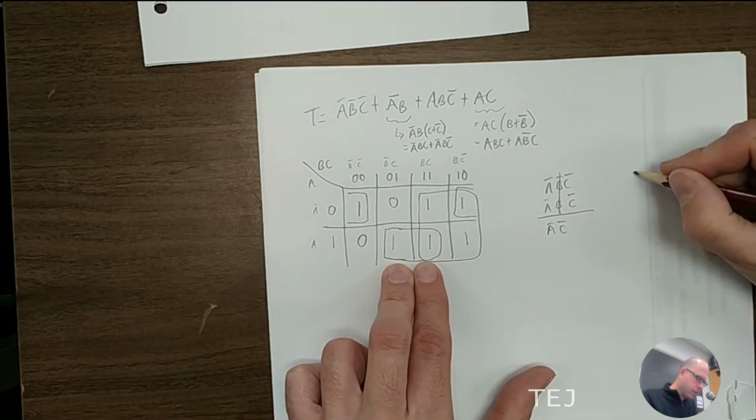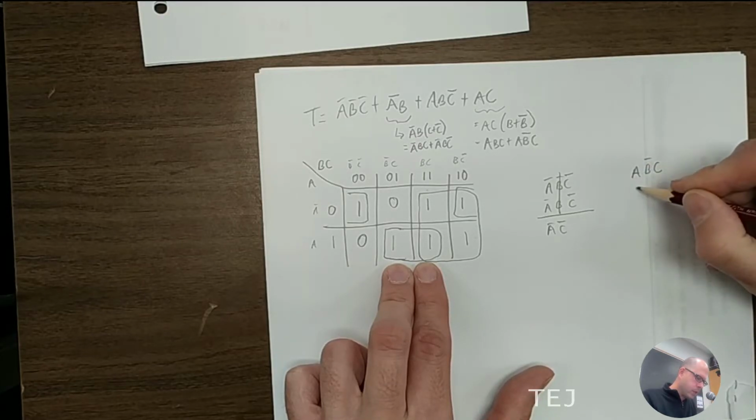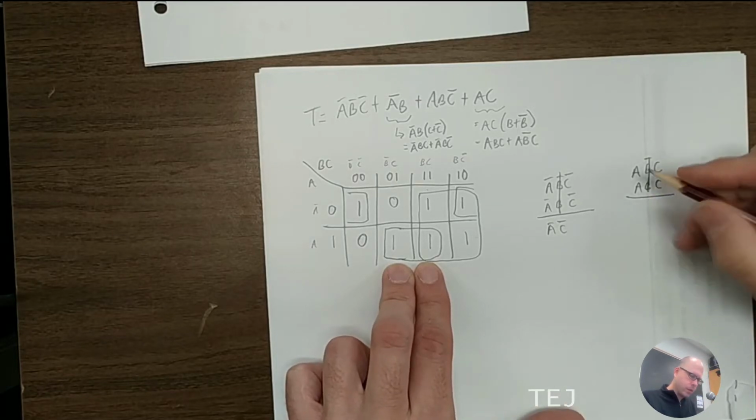So we have for this A, B naught, C, and A, B, C. So the B's cancel again. We're left with A, C.